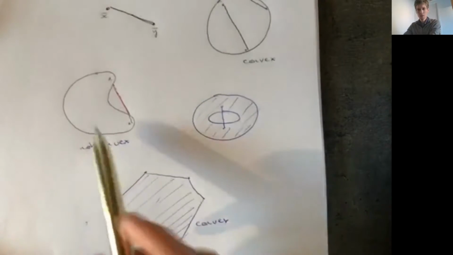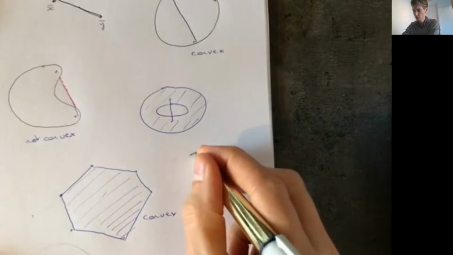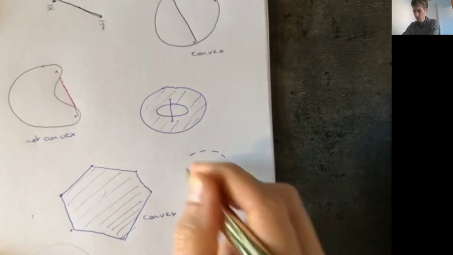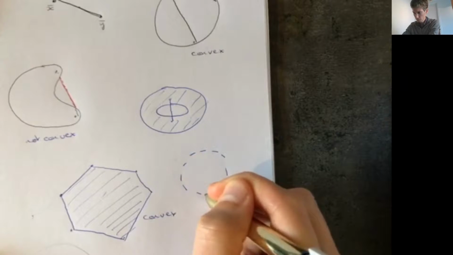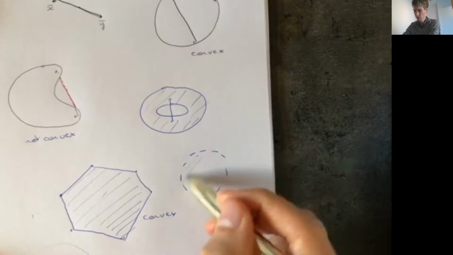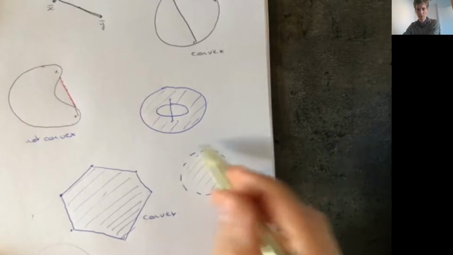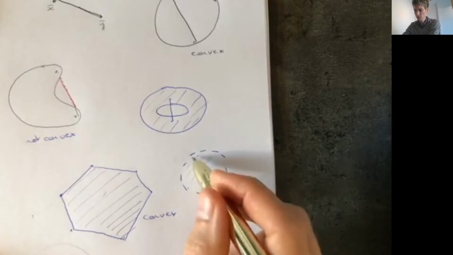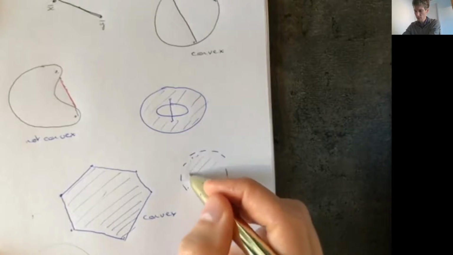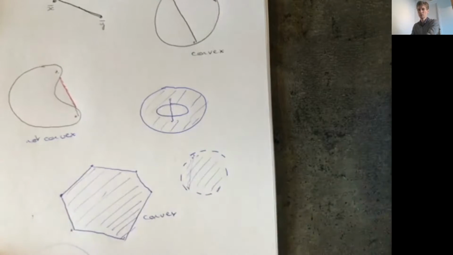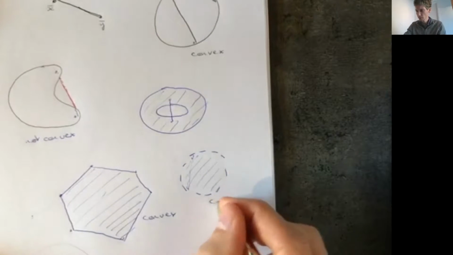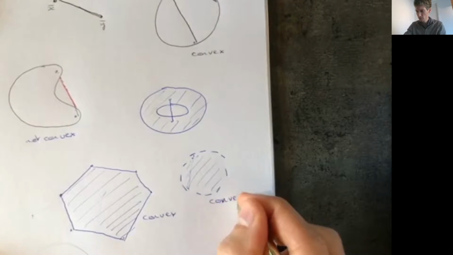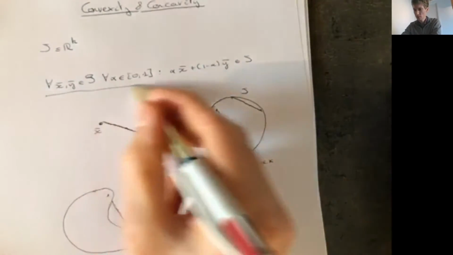A convex set doesn't need to be closed. For example, I can have this open ball, so it's everything inside the ball, but not on the boundary. Then again, if I take two points in the set, they cannot be on the boundary. If I take the line segment, everything will be inside the set. So this is also convex. So this is the definition of a convex set.